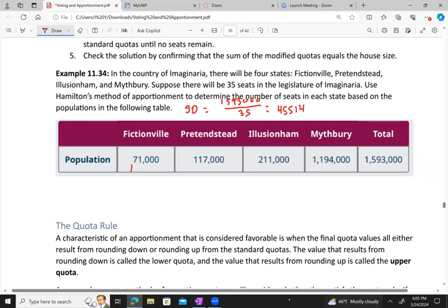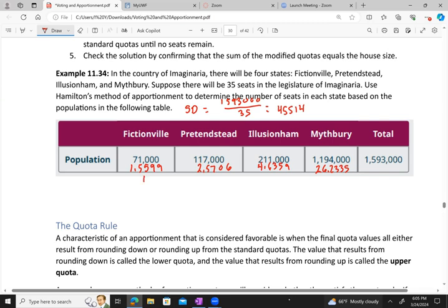And here I have 1.5599, 2.5706, 4.6359, and 26.2335. Next, I find the lower quota.